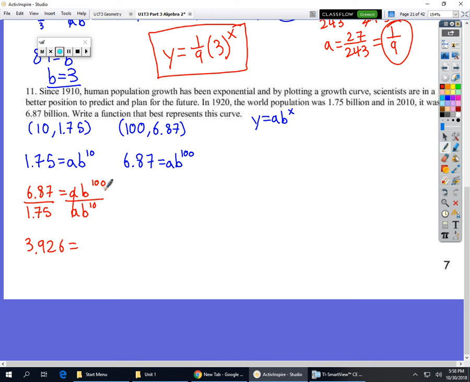Remember, subtract the exponents. There's 100 on top. There's 10 on the bottom. That is b to the 90. This is where I don't like the problem here. You need to take the 90th root. So, as weird as this is, go take the 90th root of both.